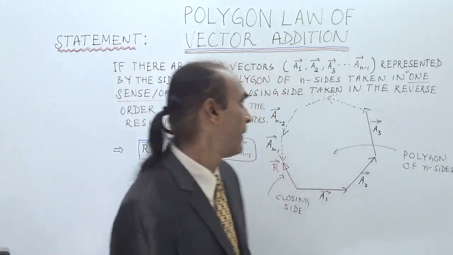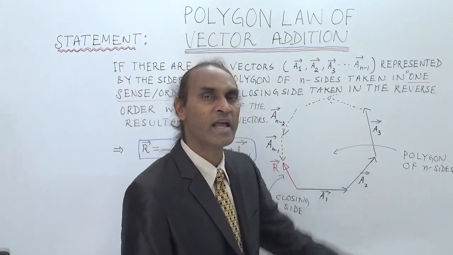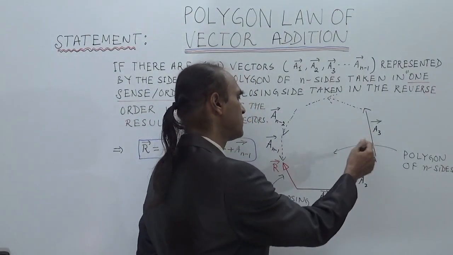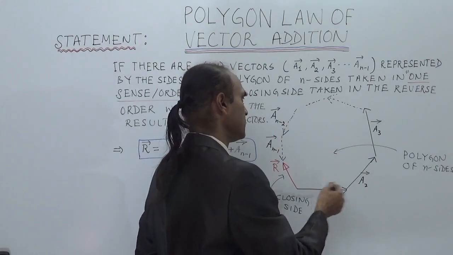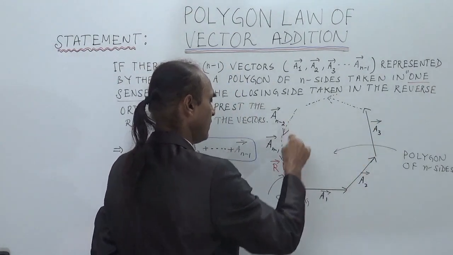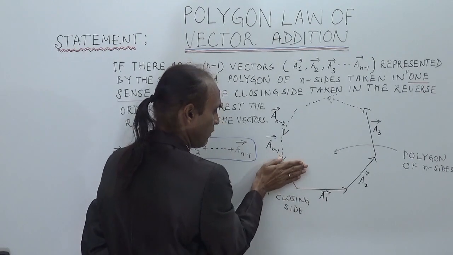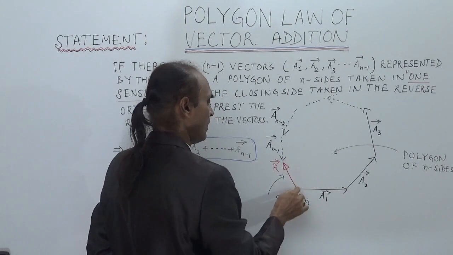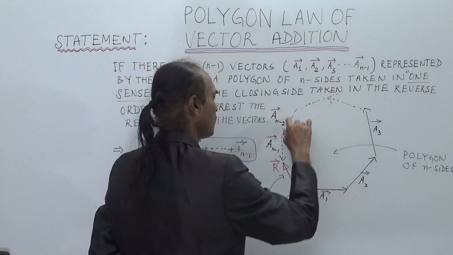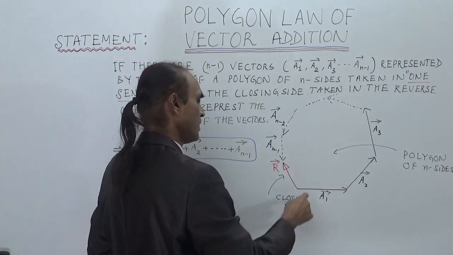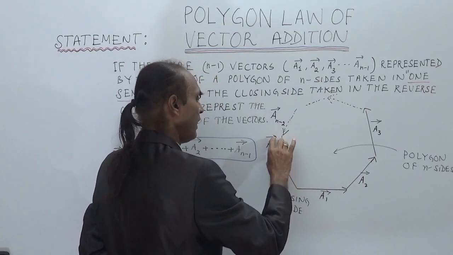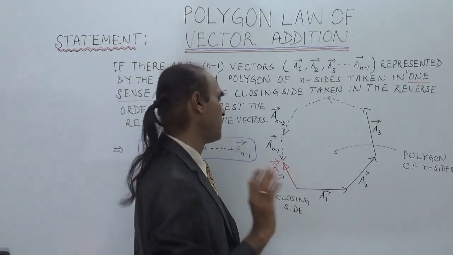In general, let us take a polygon of n sides. Let us choose either clockwise or anti-clockwise. This is clockwise, this is anti-clockwise. I have chosen the anti-clockwise manner. These sides, you leave this side, you leave this side. This is a closing side. These are the n-1 sides. First side, second, third, and so on is n-1 side. The sides represent the vectors a1, a2, a3, up to a n-1 respectively.